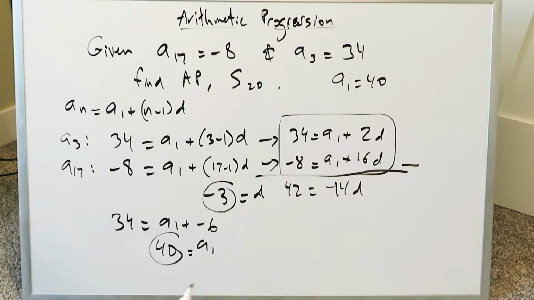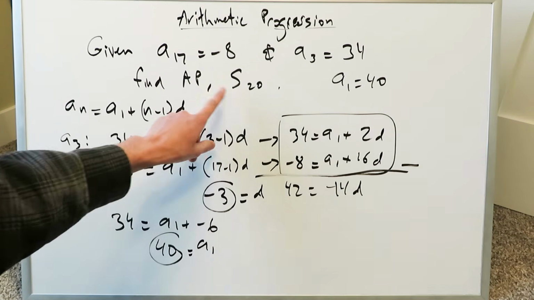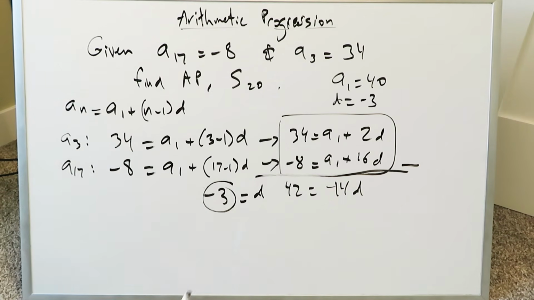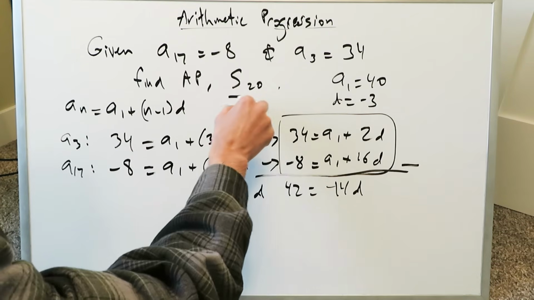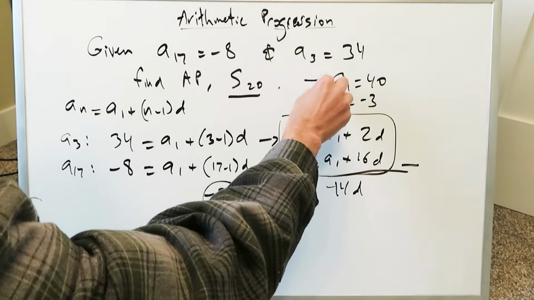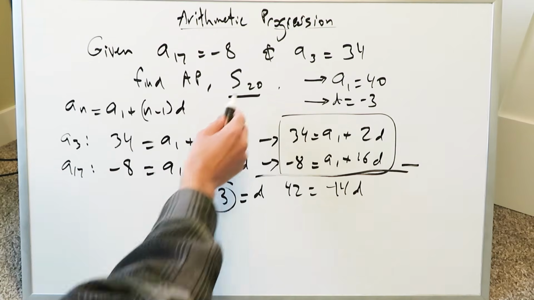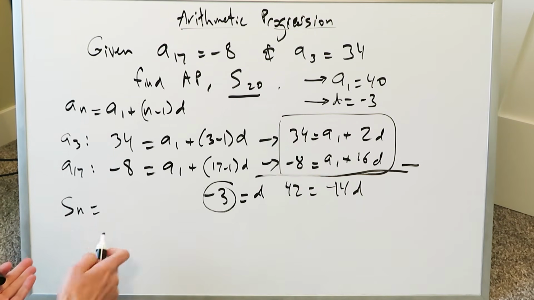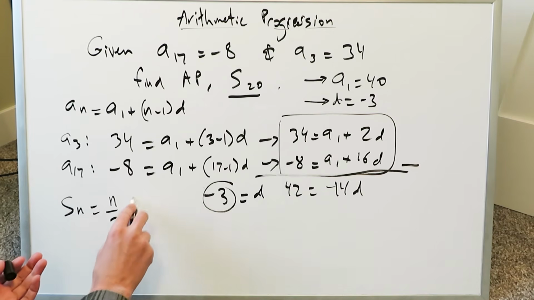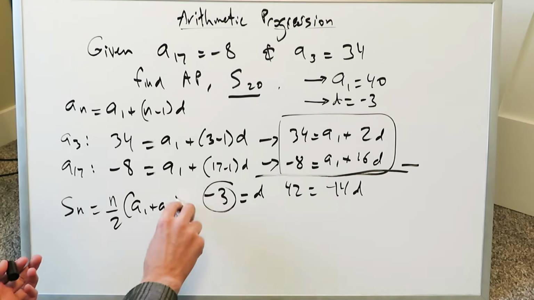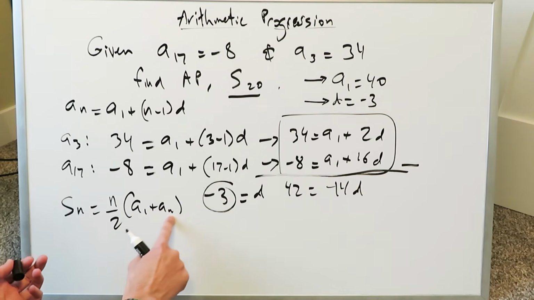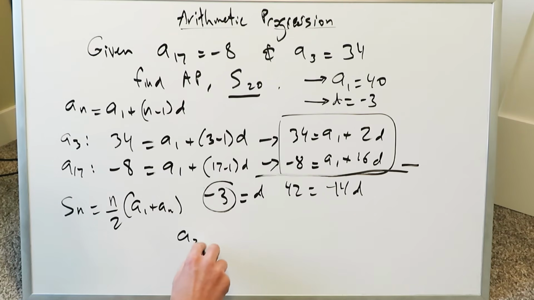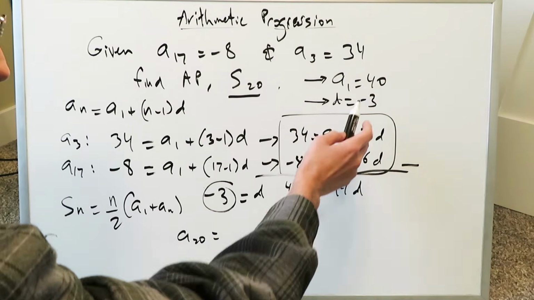Now that I've determined the first term and I know the common difference, it would be prudent now to actually calculate the S20. You know the Sn formula for an arithmetic progression is always n over 2 times a1 plus an, so I'd need to still find the a20 value, and that would be easy because I know my first value and I know my common difference.